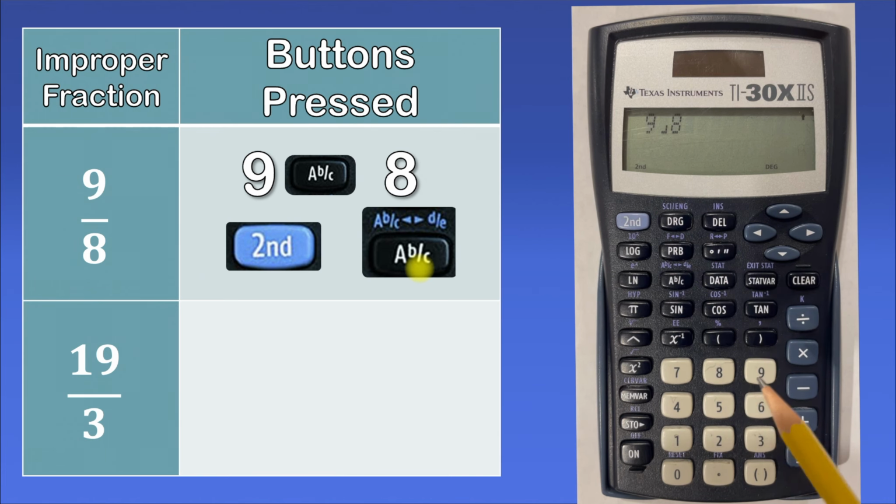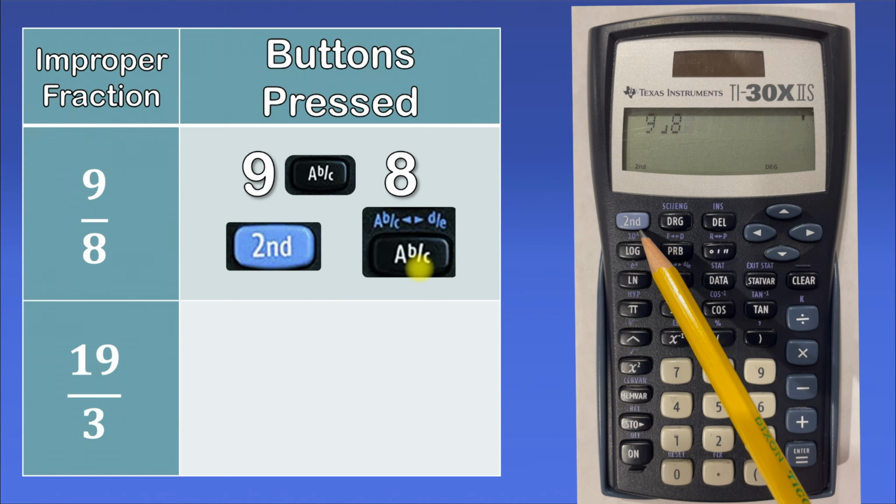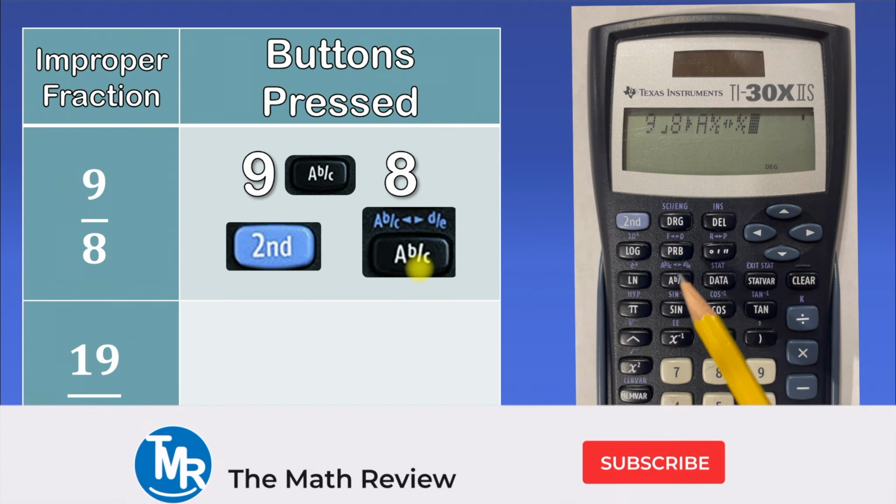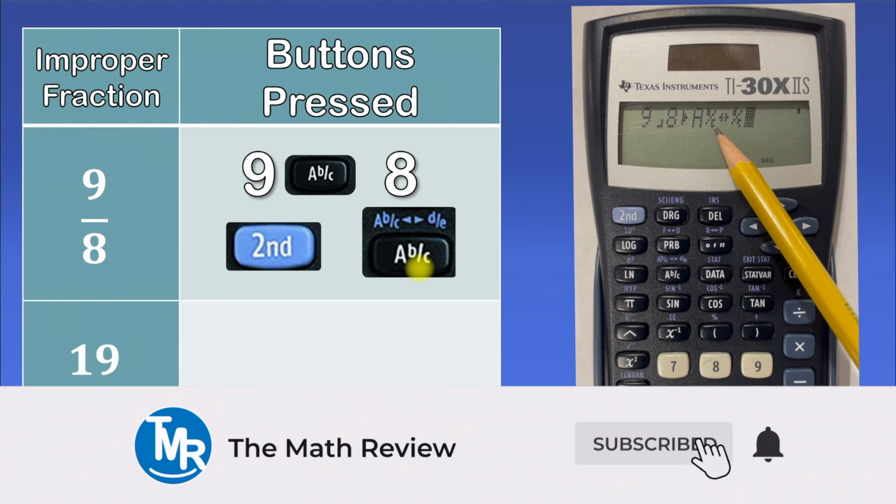And then we're going to hit the ABC button again. Because what we're saying is, hey, we don't want to use the first purpose of the button. We want to use the second purpose of the button, the one written in blue. So hit ABC again. And then it writes all that stuff here.